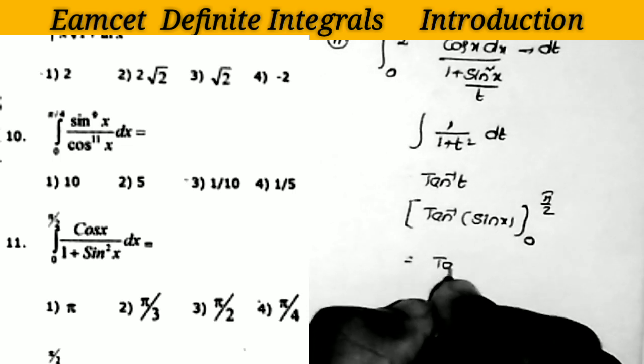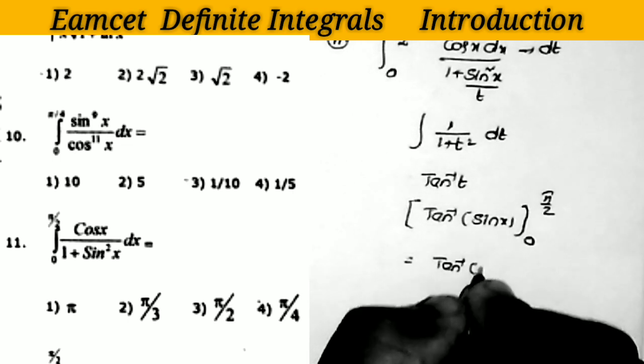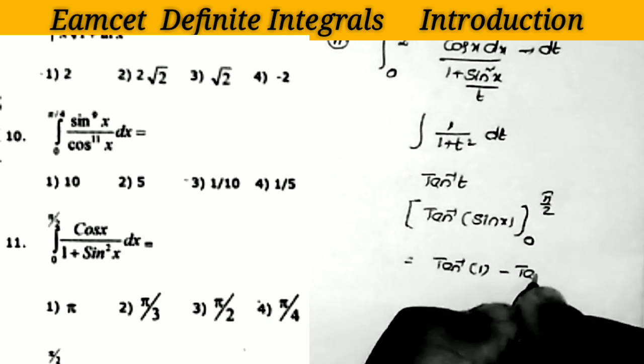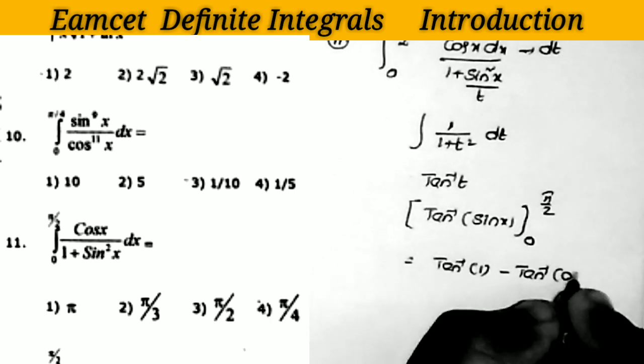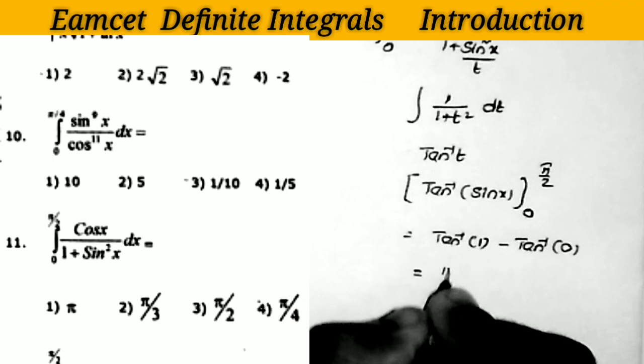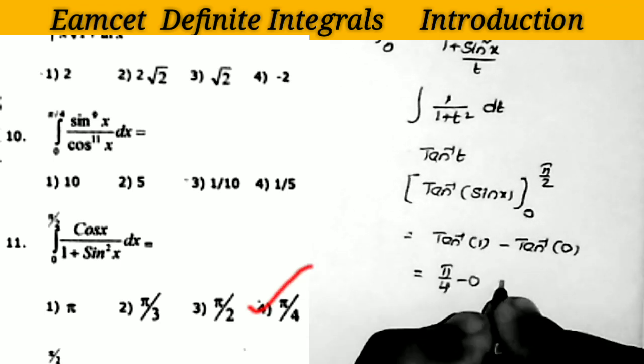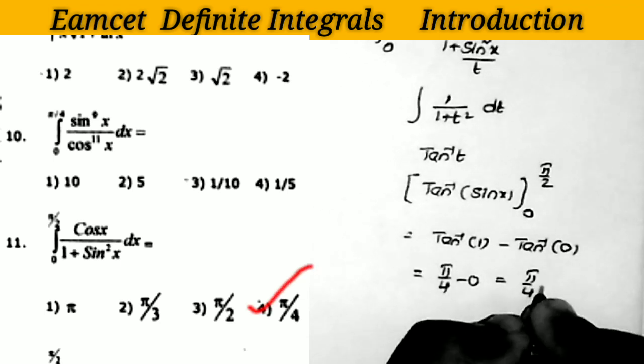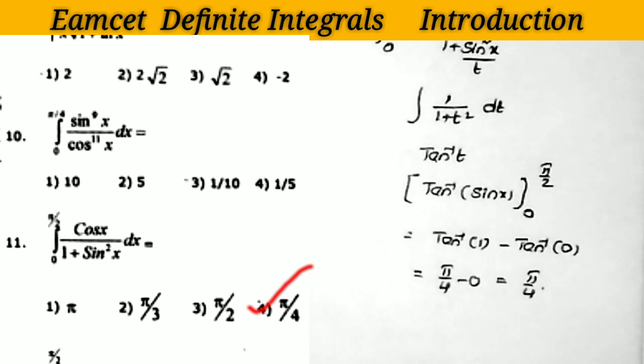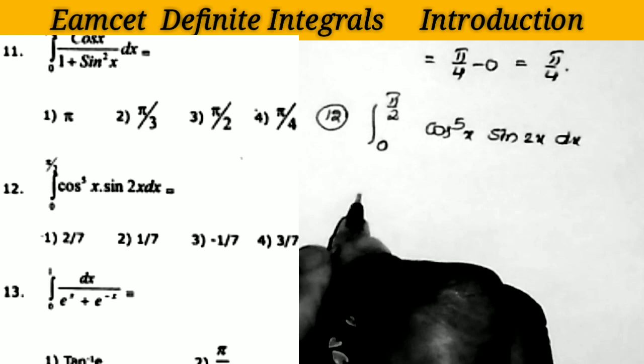That is, tan inverse of sin 90 is equal to tan inverse of 1, minus tan inverse of sin 0, which is tan inverse of 0. And tan inverse of 1 is equal to pi by 4. Tan inverse of 0 is equal to 0. So the answer is pi by 4, and that is the last option. Okay. Next question, sum number 12.